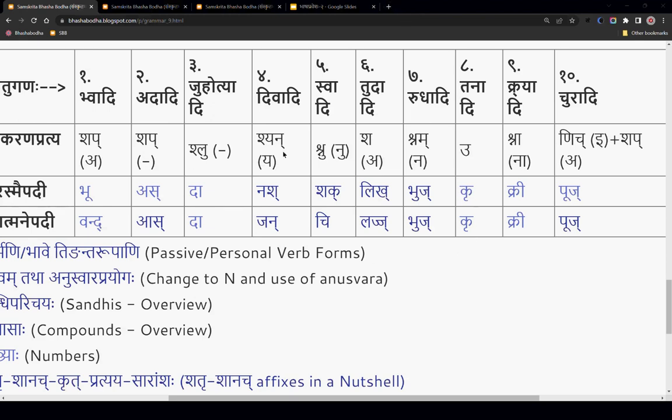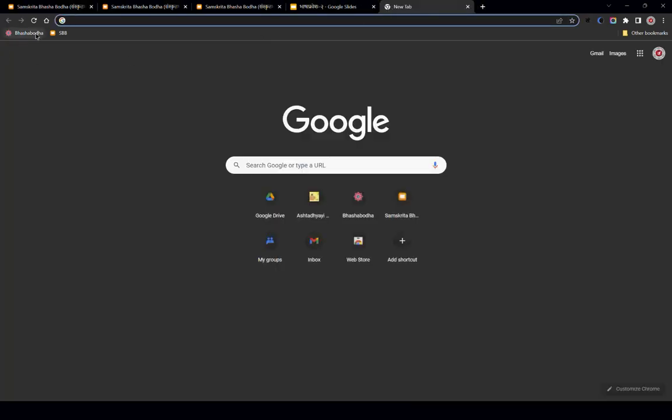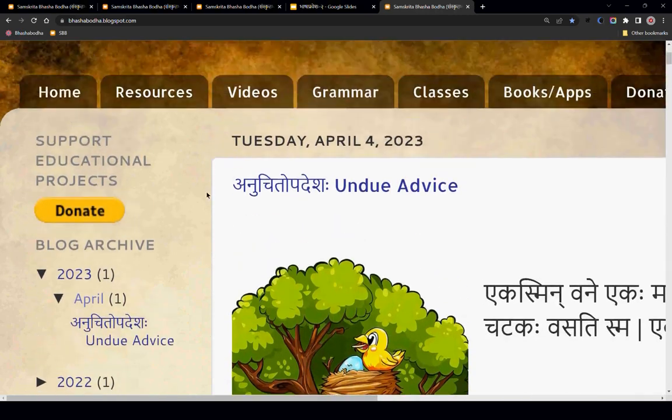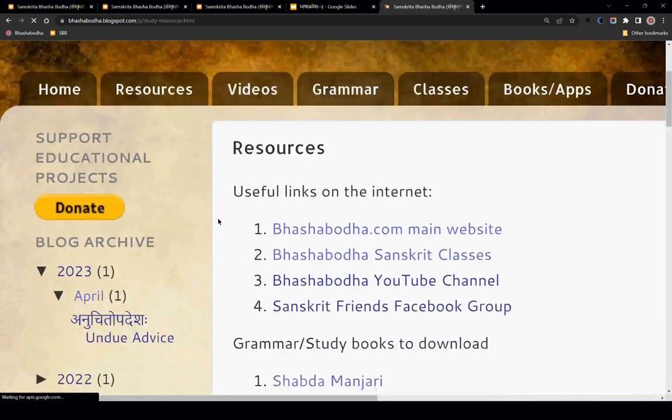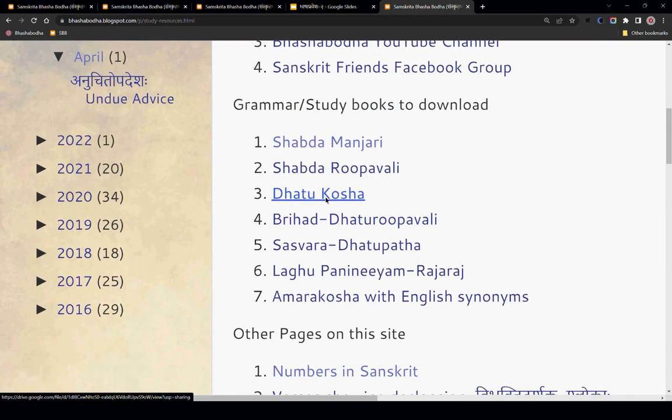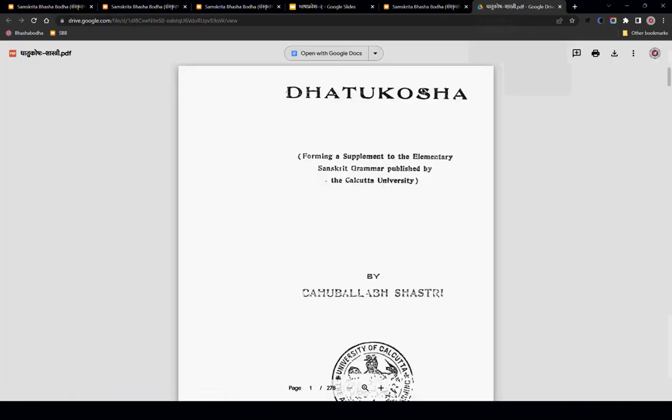Yeah. So this table which is given here is just some representative. Obviously it doesn't cover everything. But you can refer to any dhatu kosha, like a dictionary. Something like this dhatu kosha, for example, and then you look up this example, like where is Drishya.